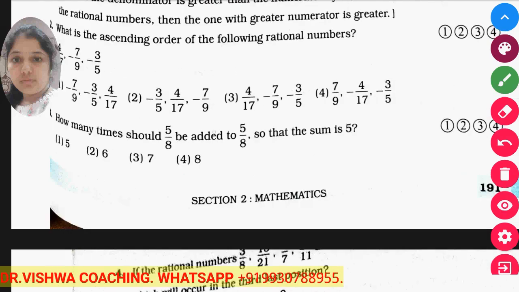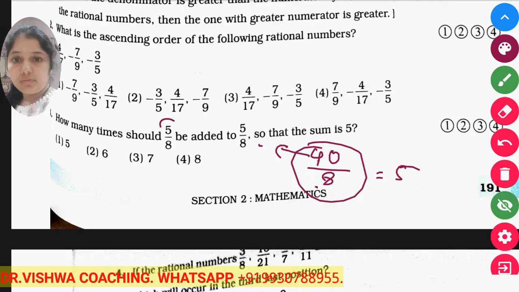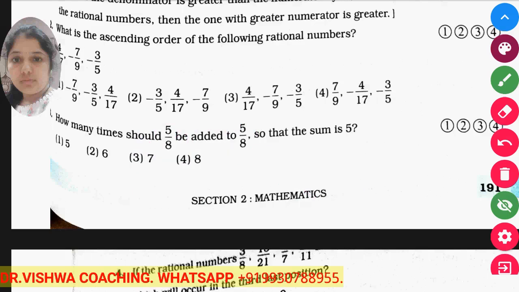How many times should 5/8 be added to 5/8 so that the sum is 5? Now see, the sum will become 5 when we divide 40 by 8, we get the answer as 5. To get 40 at the numerator, this 5 is added how many times? 8 times. But one time is already given. So how many times do you write? 7 times.